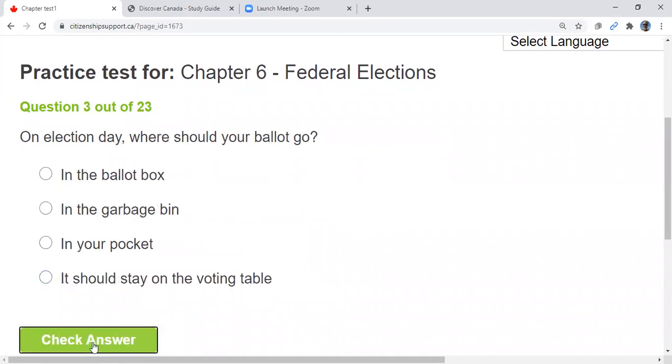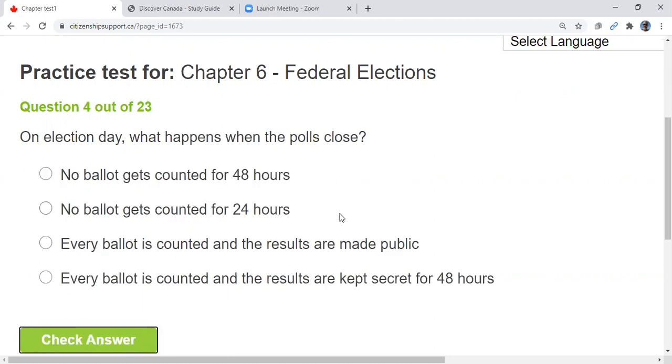And then Zanima, can you do this one? Yes, okay. On election day, where should your ballot go? In the polling box? Garbage? No, not garbage. It should stay on the number 1. Yeah, not in the garbage. Okay, and then Manal, can you do this one?